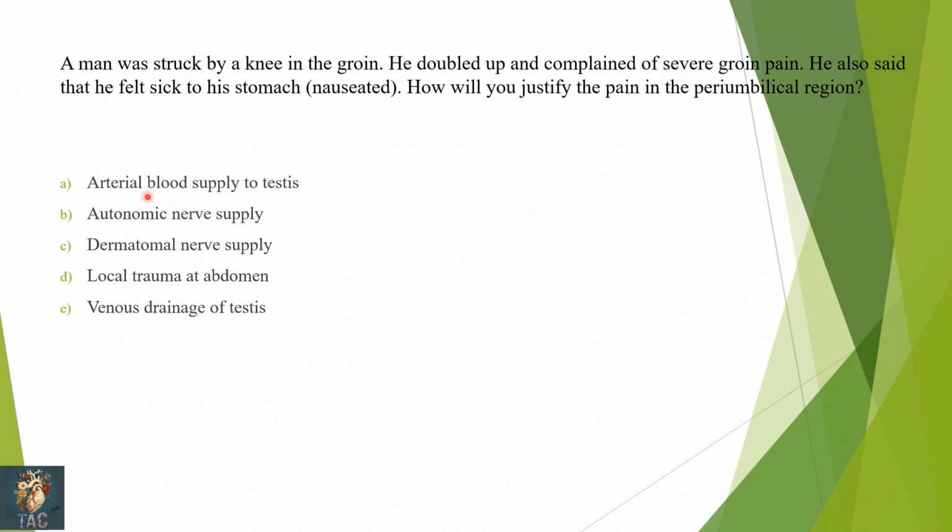The options may be arterial blood supply to the testes, the autonomic nerve supply, dermatomal, local trauma in the abdomen, or venous drainage. So it is the autonomic nervous system which is responsible for this pain, and this is the answer.